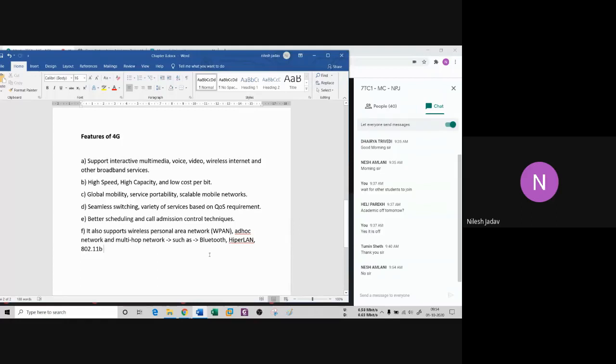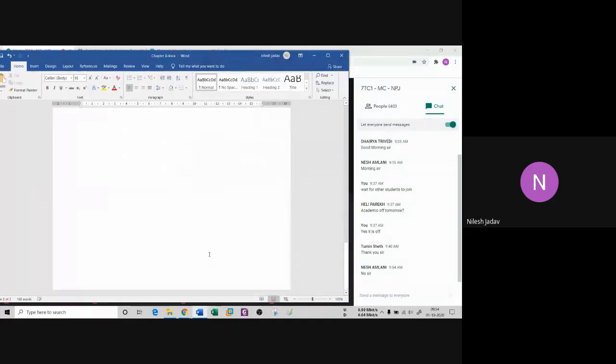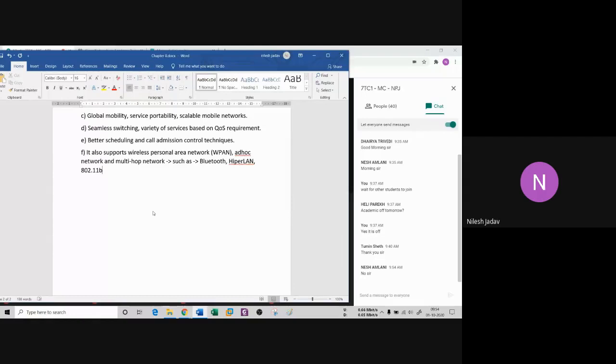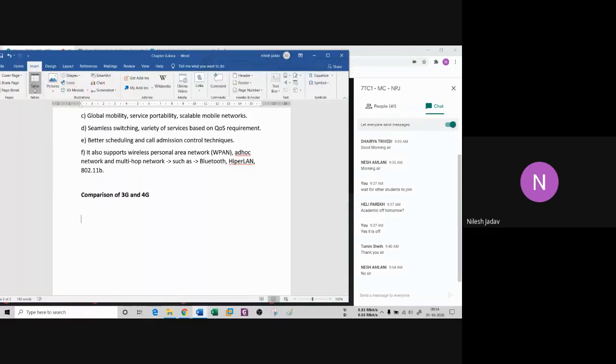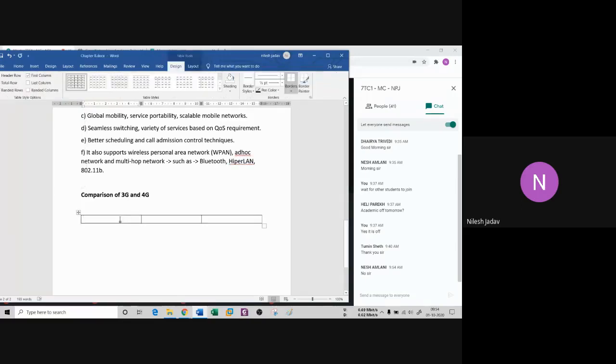Okay. Let me take one more topic, which is the comparison of 3G and 4G, which is very important when we are dealing with such technology, so that we can compare with the earlier technology. So, comparison of third generation and fourth generation. How can I compare it? I'm going to take 3 columns here. The comparison is based on third generation and fourth generation, on the middle part.